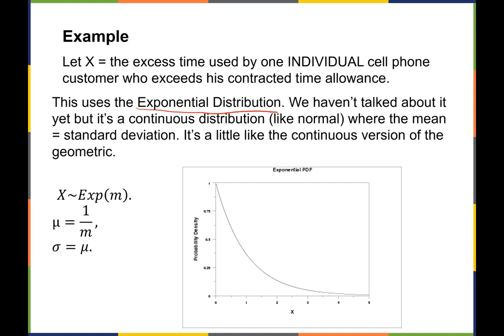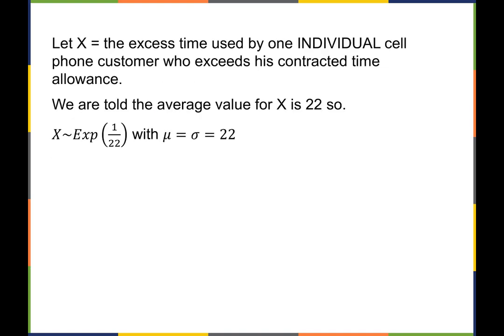You don't really need to know too much about this distribution because I'm only going to answer questions and ask questions that involve the central limit theorem. However, just a little bit of information. We write X is distributed exponential m, with m being the one parameter, and the mean and the standard deviation are both equal to each other, and they're equal to 1 over that value m.